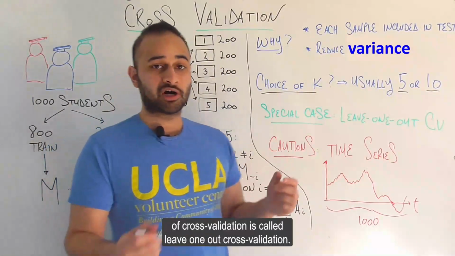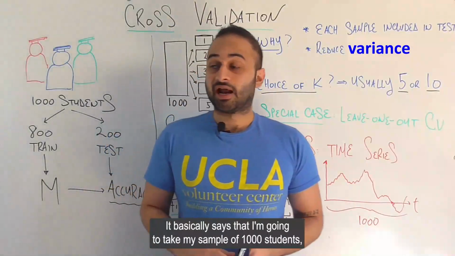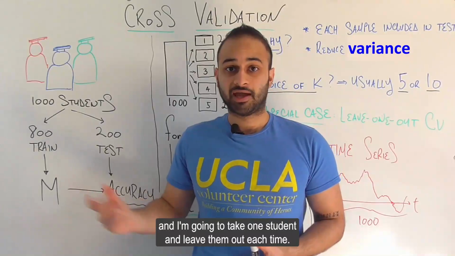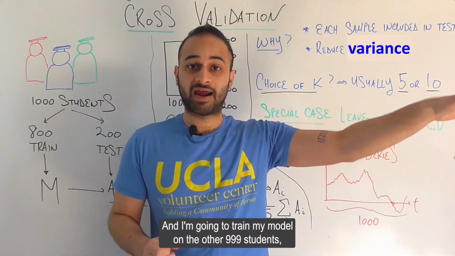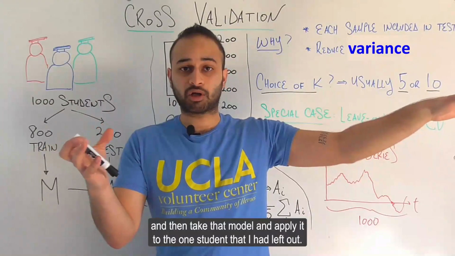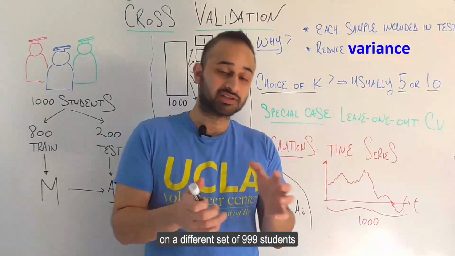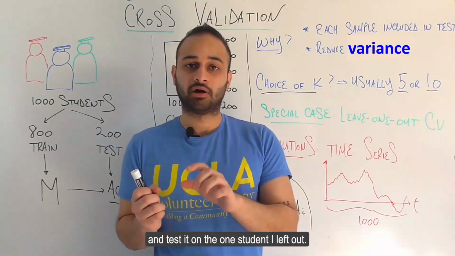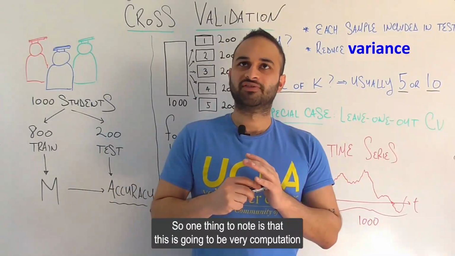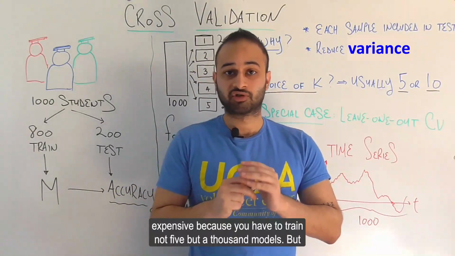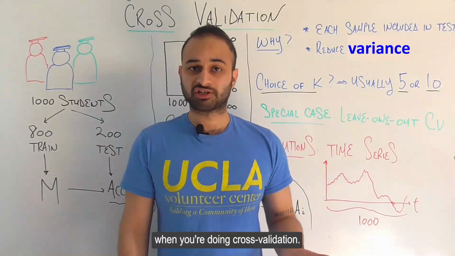A very special case of cross-validation is called leave one out cross-validation. And this is a very interesting case. It basically says that I'm going to take my sample of 1,000 students, and I'm going to take one student and leave them out each time. And I'm going to train my model on the other 999 students, and then take that model and apply it to the one student that I had left out. Then I'm going to train my model on a different set of 999 students and test it on the one student I left out. And you basically do that 1,000 times. So one thing to note is that this is going to be very computationally expensive because you have to train not 5, but 1,000 models. But this is also an option that is available when you're doing cross-validation.